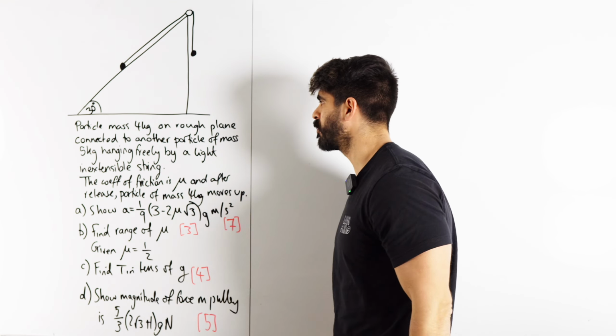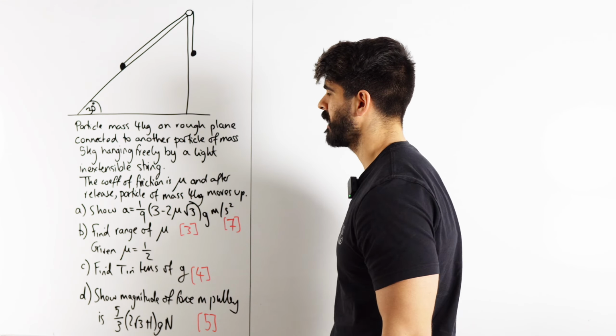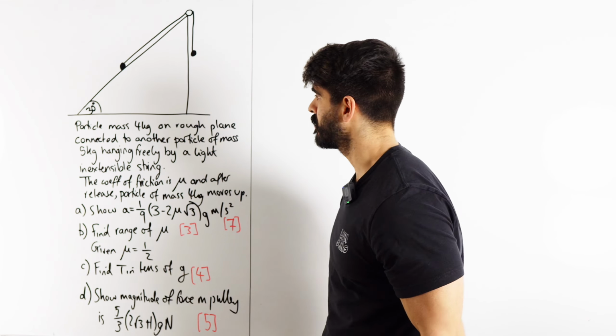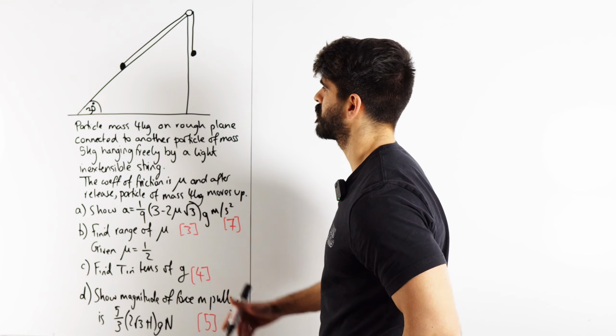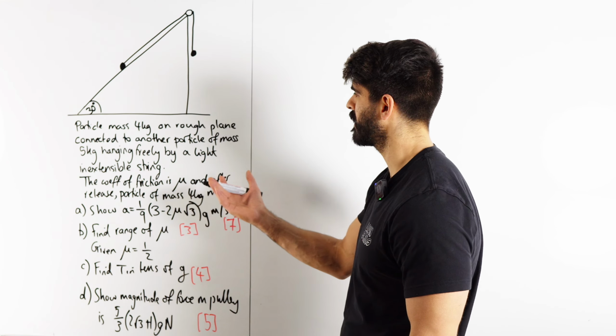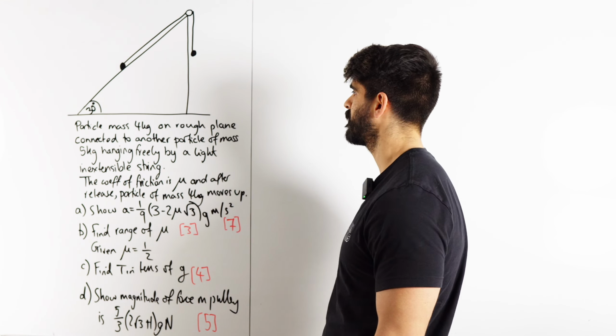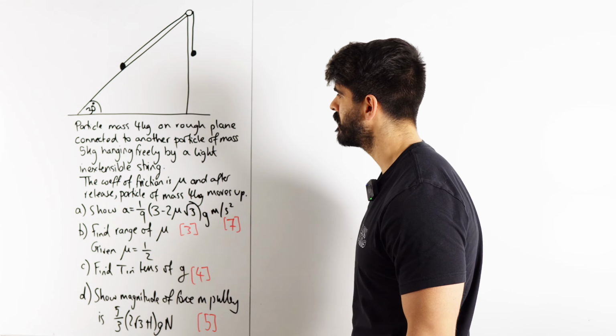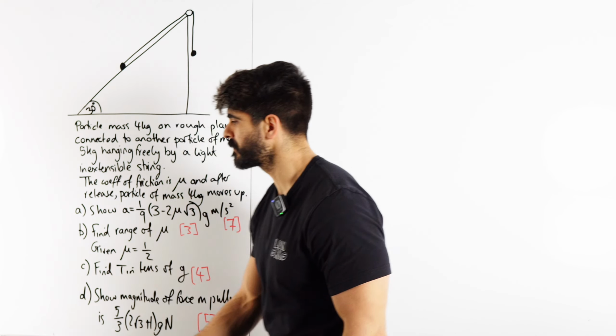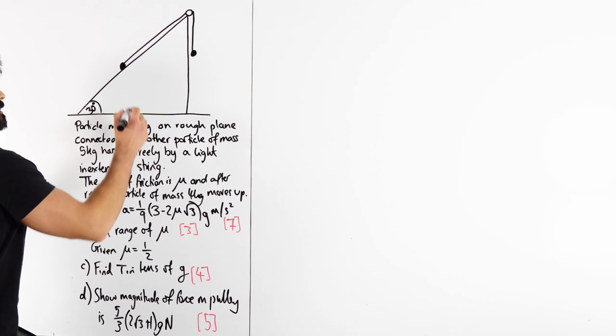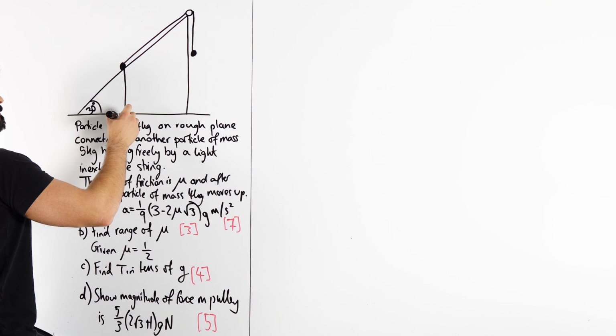A particle of mass 4 kg is on a rough plane. I've abbreviated the whole yap that they put in these questions. So, a particle of mass 4 kg is on a rough plane, connected to another particle of mass 5 kg, hanging freely by a light inextensible string. So, let's start editing.